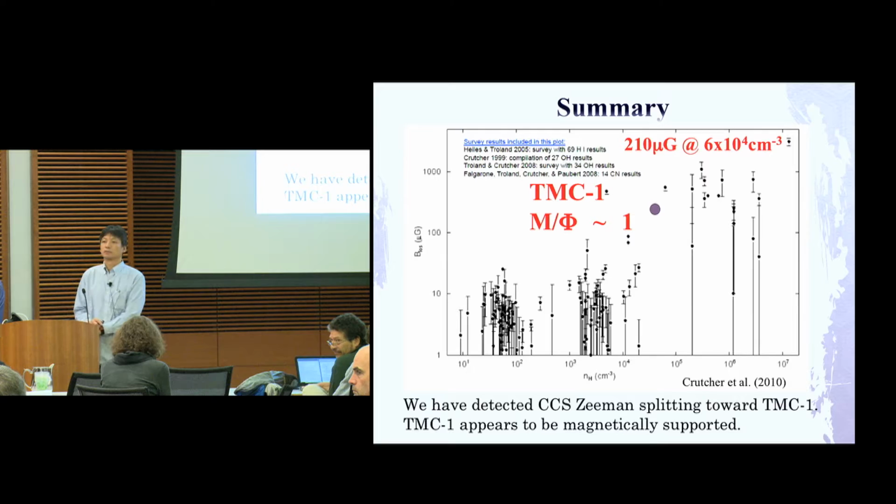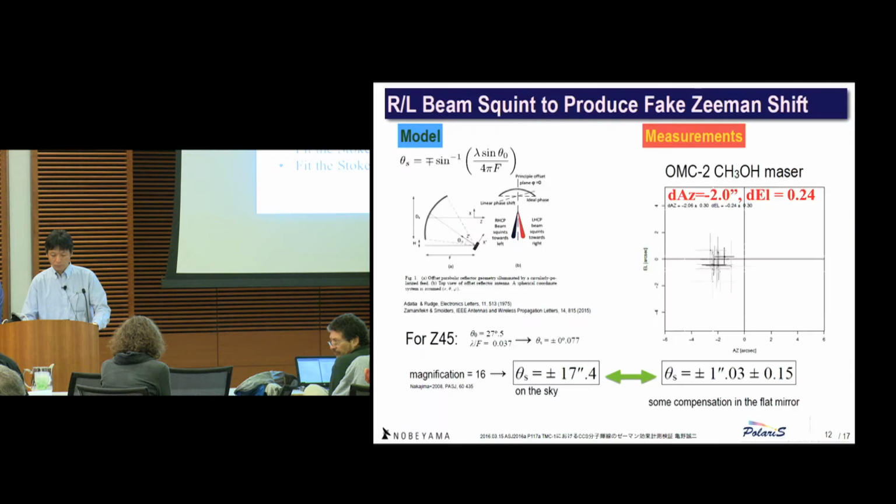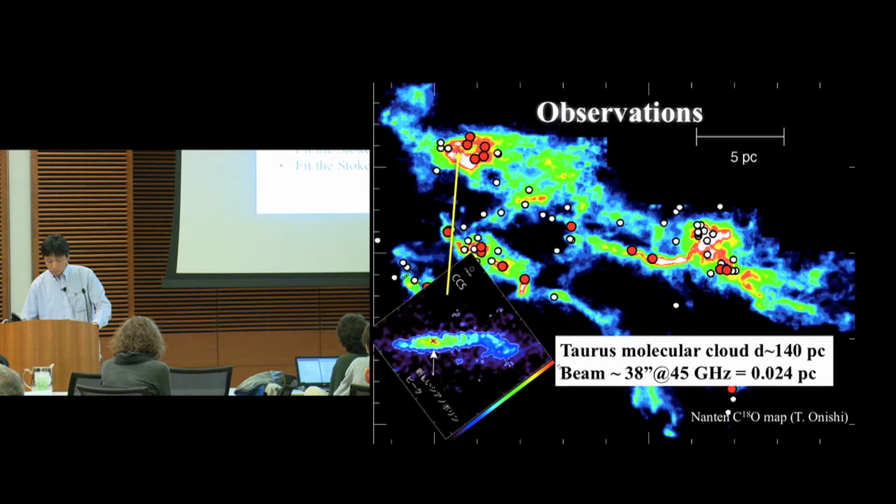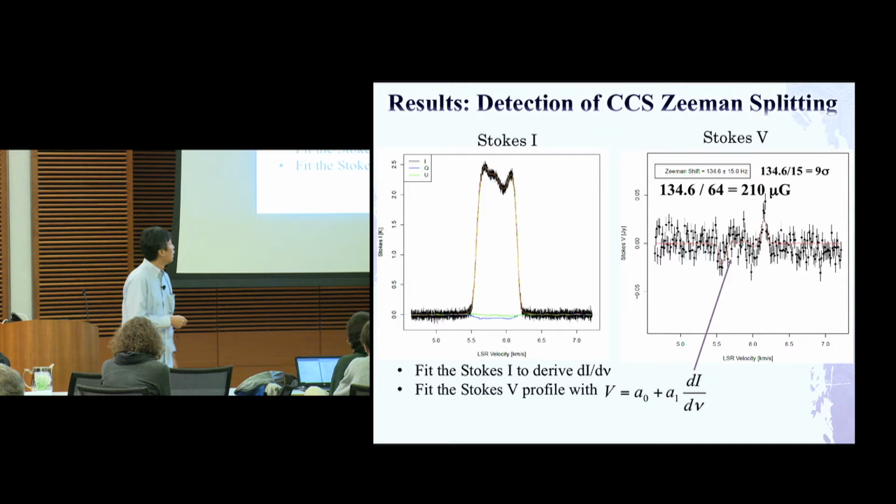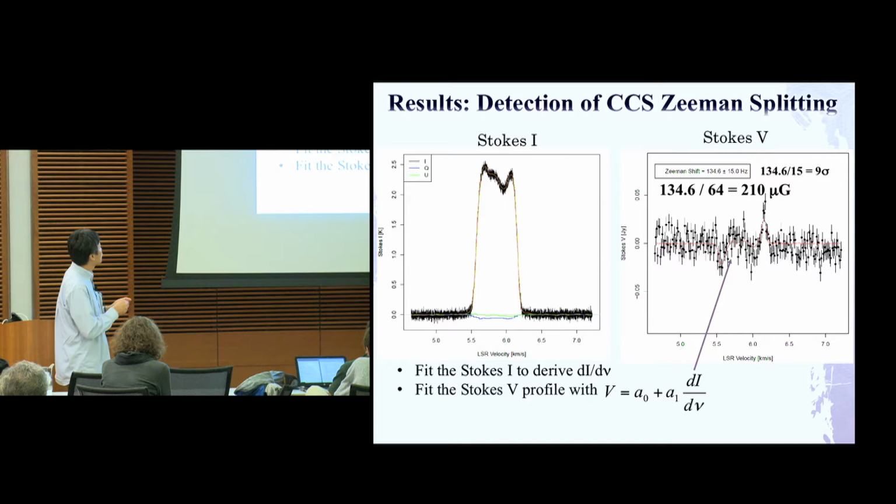Normally, we fit the Stokes V not only to the derivative, but also to the I scaled by a certain factor. But your equation seemed to indicate that you had fitted it to a constant factor there? Is that A0 supposed to have I in it? To derive this value, we first fit the Stokes I to calculate dI/dnu. And then we fit Stokes V with this function. I see. And we get this value, and also the standard deviation of the least square fit of this function.